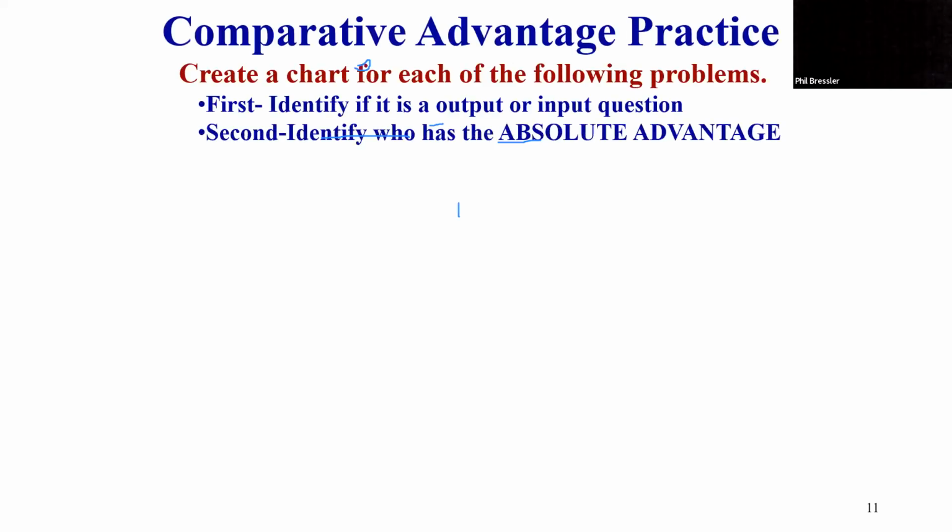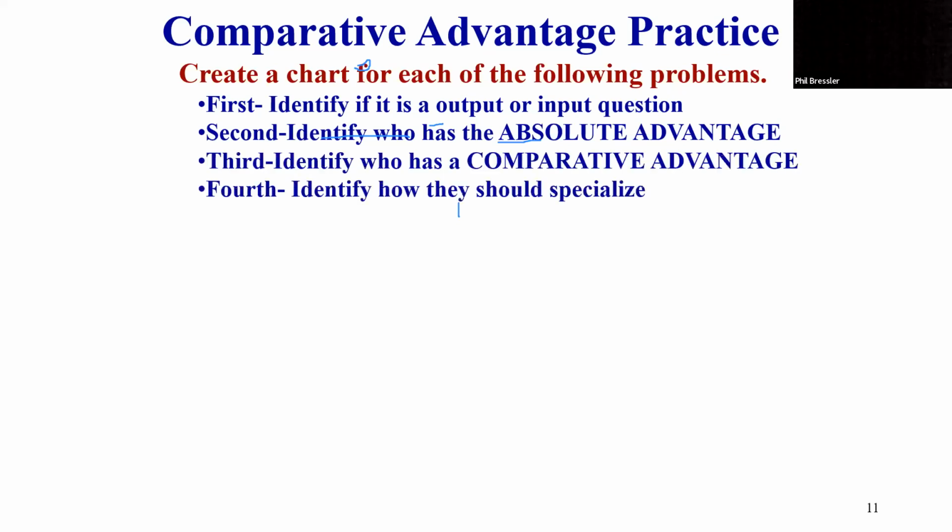All right. Here's what I'm going to want you to do. I'm going to want you to first identify if the problem is an input or an output. Second, identify who had the absolute advantage. And third, who had comparative advantage. Okay?